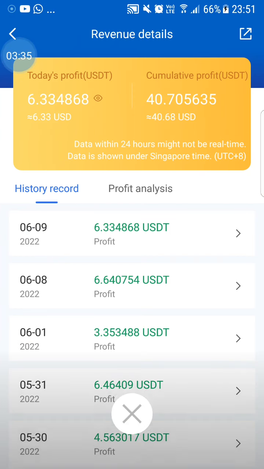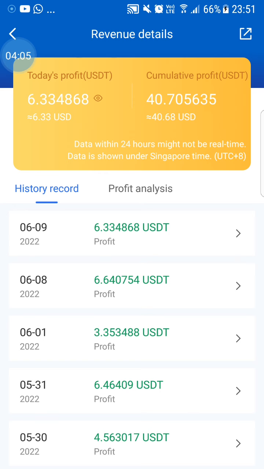These revenue details are the profits that are generated on the exchange side. You can see that on the top right corner we have the accumulative profits. That is $40.70, for instance. This amount is actually in your exchange. This is just the record. This $40 is in your exchange, or it is on the exchange linked to this particular bot.